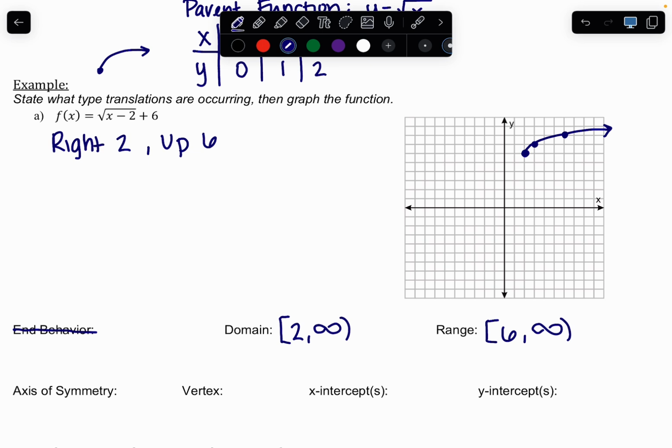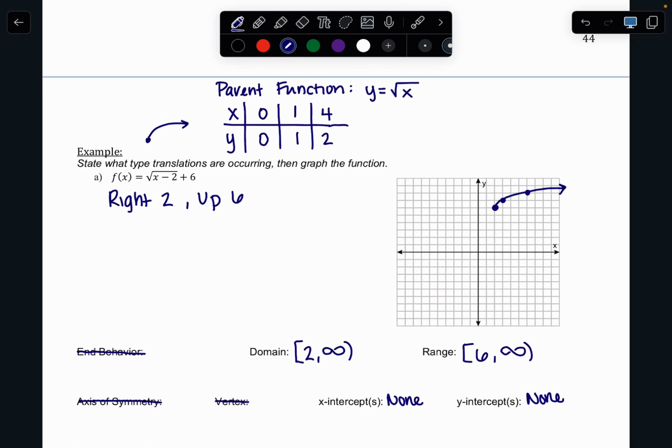Do we have any symmetry with square root? No. So we don't need to worry about the axis of symmetry. We don't really have a vertex. We had just kind of like a starting point. Do we have any x-intercepts? None. What about y-intercepts? None. The square root graph is the one that's the least familiar, okay? But any questions on that one?